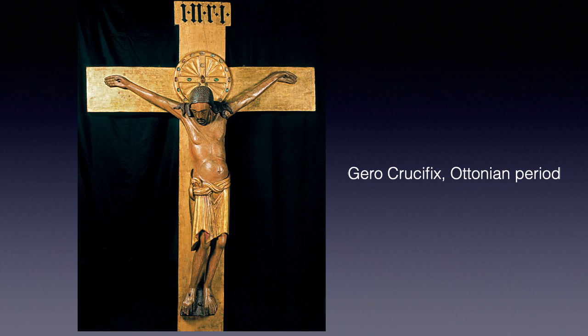Hi, all. We're back, and I'm bringing back right now the Gero crucifix. So I showed this to you last week as an example of sculpture that was made during the rule of the various emperors Otto, known as the Ottonian period.